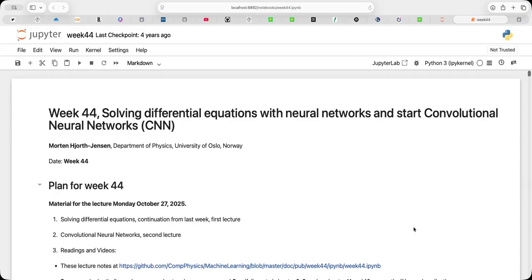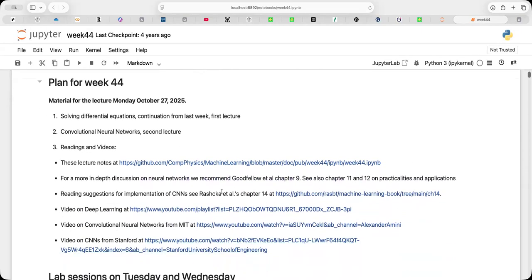Now, as you can see from the notes here, there are several videos if you want to look into it. But for convolutional neural networks, the textbook by Goodfellow, chapter 9, together with 11 and 12, gives you a lot of the overview of what these methods are about. And chapters 11 and 12 are very useful when it comes to practical implementations of deep learning methods. It contains a bag of tricks and hints on how to train your network, which will also be useful in connection with the project you're dealing with now.